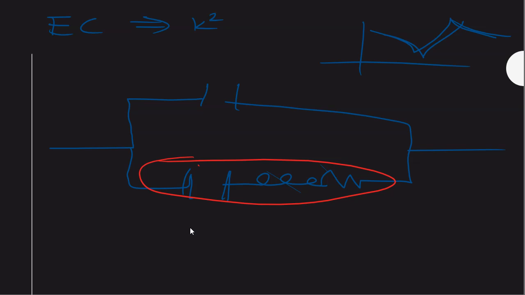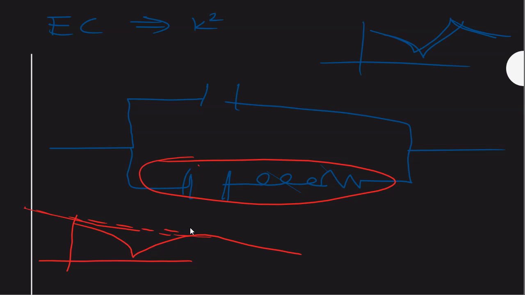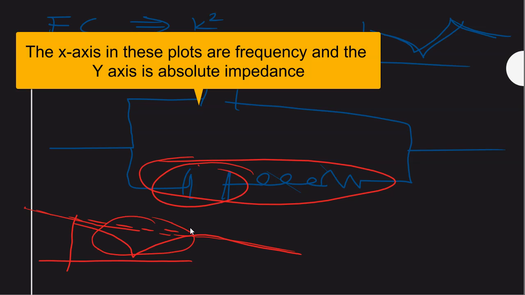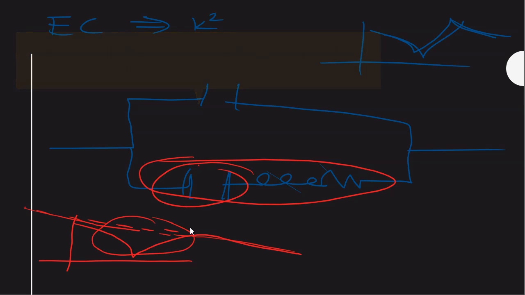So if we just simulate this part of the circuit, you would have your capacitance at off resonance, then your resonance response, and then it would continue back up and down. So this dotted line right here, that is just your capacitor. And this area right here is when it all gets into resonance.